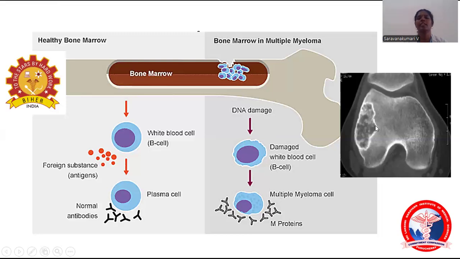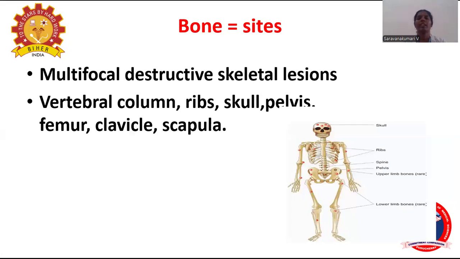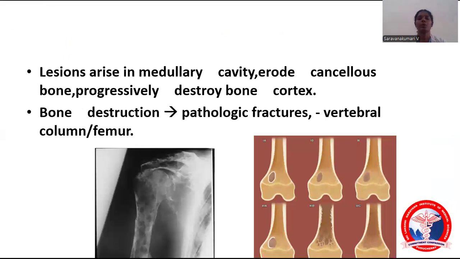And this is the radiological image where you can see the destruction of the bone, called osteolytic lesions. The bony lesions are seen multifocally. They can be seen in the vertebral column, ribs, skull, pelvis, femur, clavicle, and scapula. The lesions usually arise in the medullary cavity and erode the cancellous bone. This progressively destroys the bony cortex. Now you can see these eroded lytic lesions.